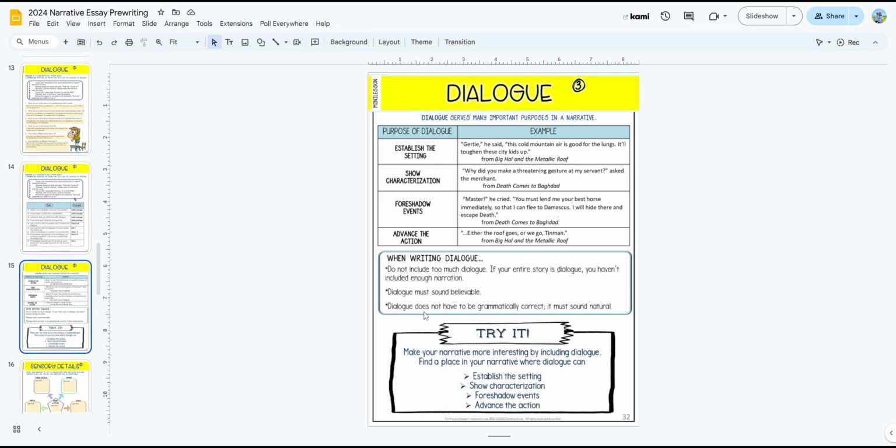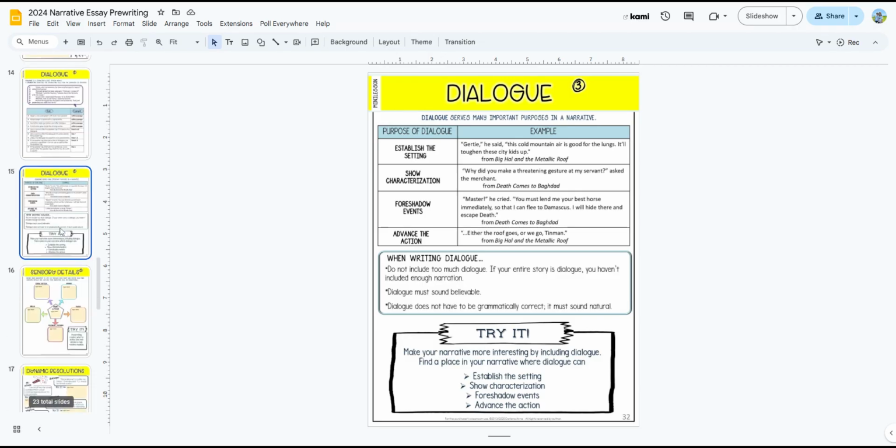And here's the last one. You know this would drive me crazy, right? Dialogue does not have to be grammatically correct, but it must sound natural. So we do want to spell it correctly because we want our reader to be able to read what we're saying in our story, and we want them to be able to understand it. However, you could write gonna instead of going to if that's the way somebody would actually talk. Down here it says make your narrative more interesting by including dialogue. Find a place in your narrative where dialogue can establish the setting, show characterization, foreshadow events, advance the action. So this is just different ways to include dialogue in your story.